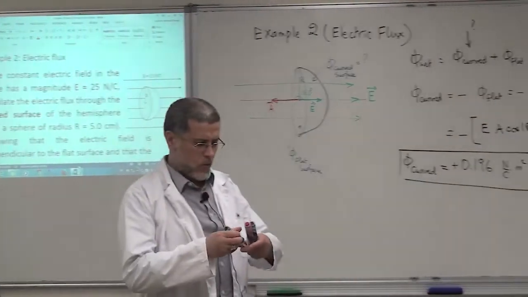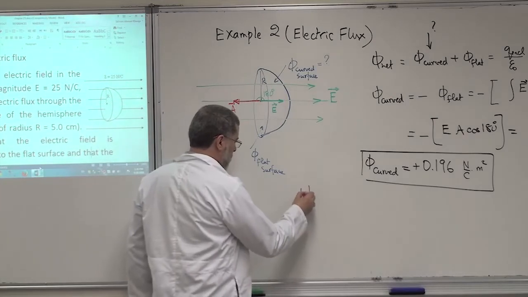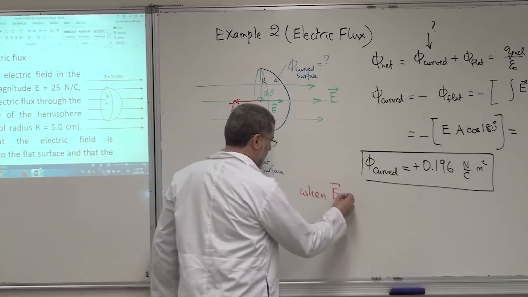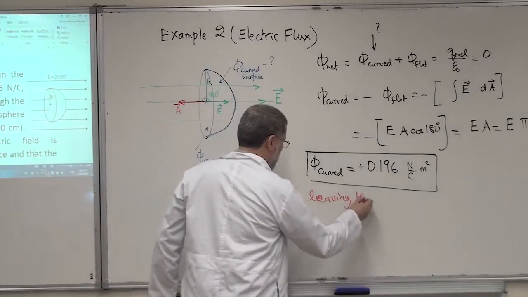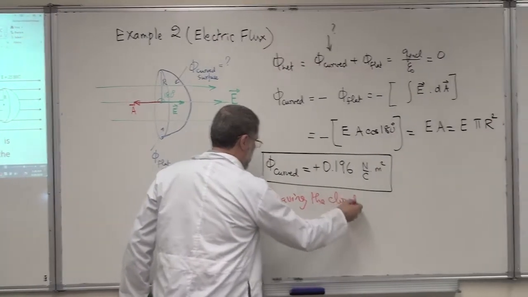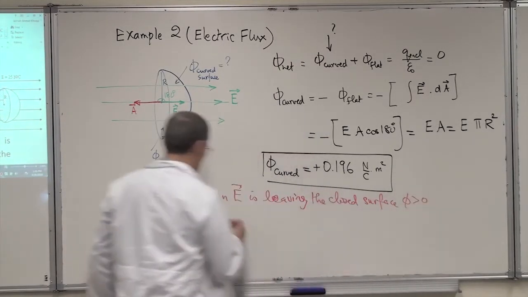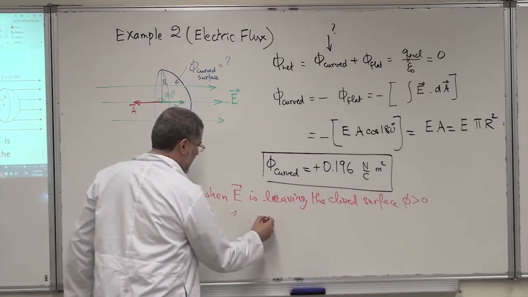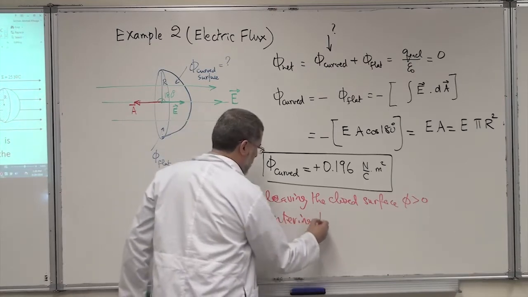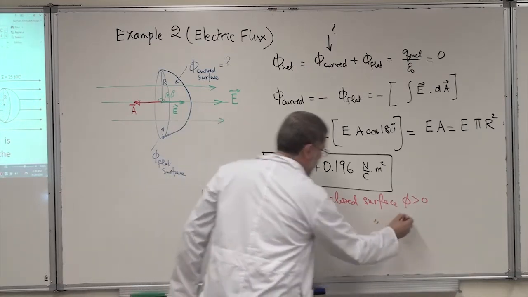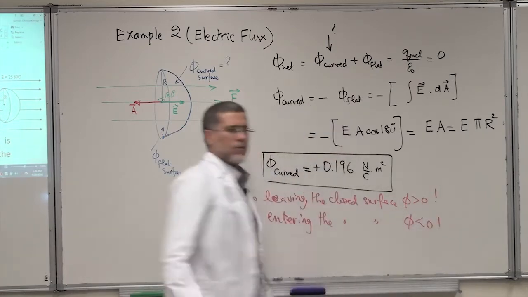The flux is positive. So let me write down this important information. When E is leaving the closed surface, it has to be a closed surface, the flux is positive. When the electric field line is entering the closed surface, then the flux will be negative. This is a general rule that you have to know.